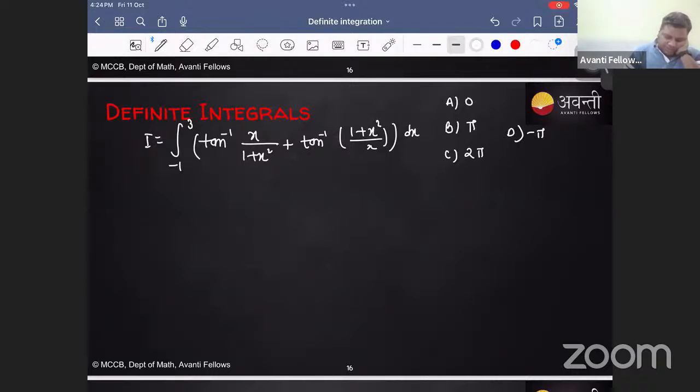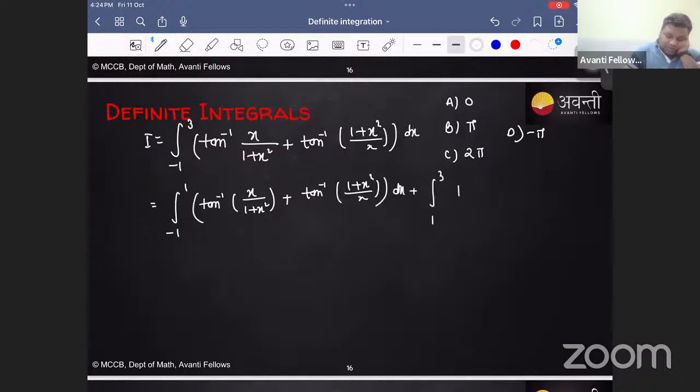See, the question is integration from minus 1 to 3. I split this question into two parts. Minus 1 to 1, it is tan inverse of x upon 1 plus x square plus tan inverse of 1 plus x square upon x dx. And then integration 1 to 3, tan inverse of x upon 1 plus x square plus tan inverse of x square plus 1 upon x dx. Got it?